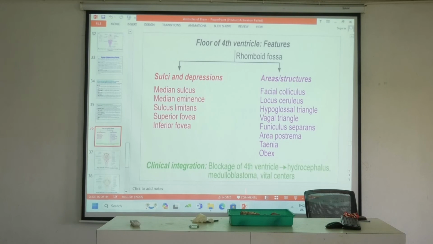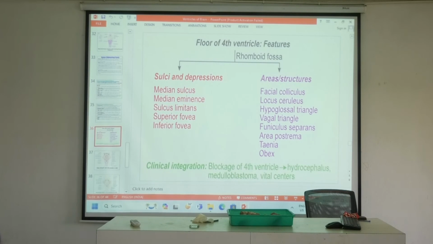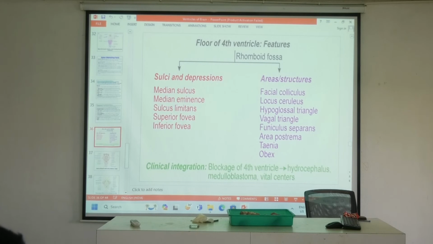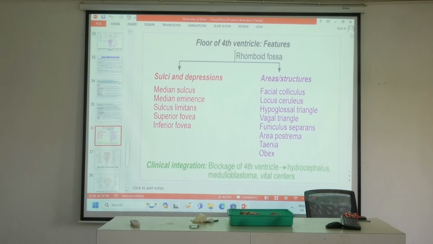Now, clinical integration: blockage of the fourth ventricle will lead to hydrocephalus. If any of the ventricles is blocked, there will be hydrocephalus. And medulloblastoma: vital centers are present in the pons and medulla. That's why, in case of hydrocephalus, there is impairment of vital function. The respiratory center is present in the medulla. Medulloblastoma is the tumor which blocks the CSF flow.